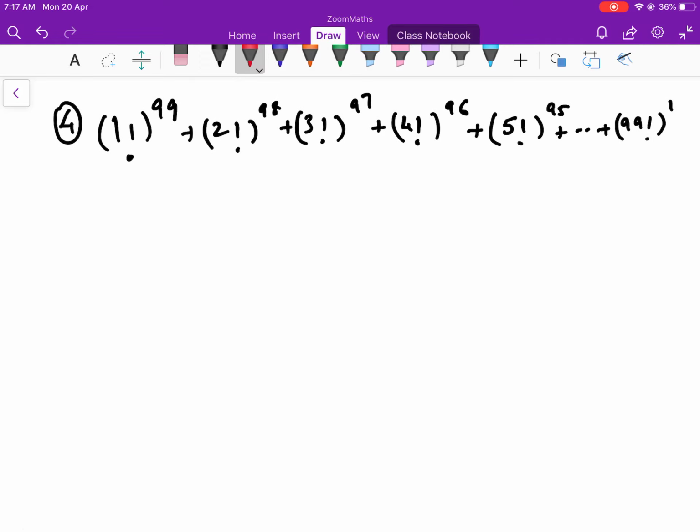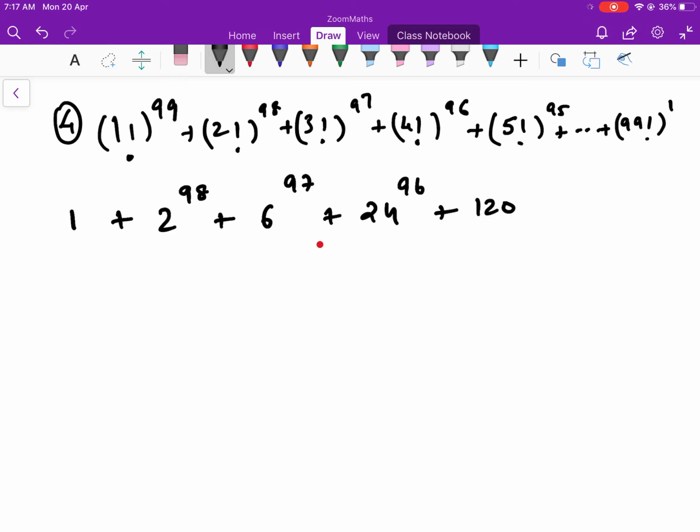It says 1 factorial raised to 99 plus 2 factorial raised to 98, 3 factorial raised to 97, till 99 factorial raised to 1. So reduce this to simplest form. 1 factorial is 1, 2 factorial is 2 raised to 98, plus 3 factorial is 6 raised to 97. We saw 3 factorial is 3 into 2 into 1. 4 factorial is 24 raised to 96, 5 factorial is 120 raised to 95, and so on up to 99 factorial, which I'm sure will end in some zeros. So don't worry about that.